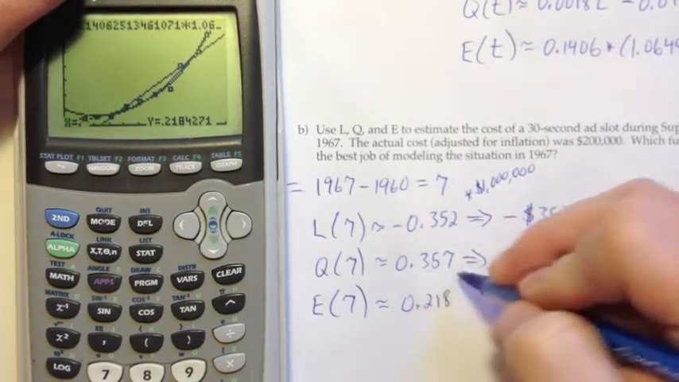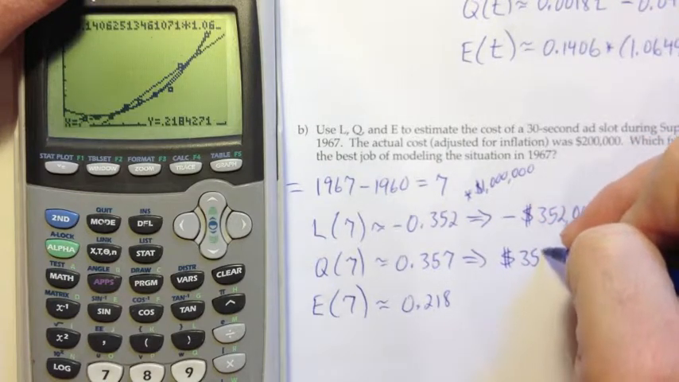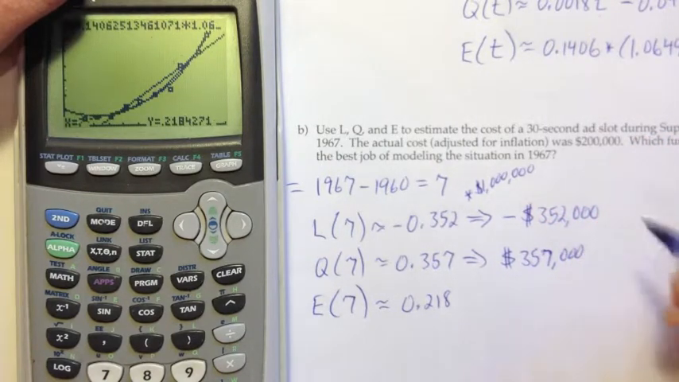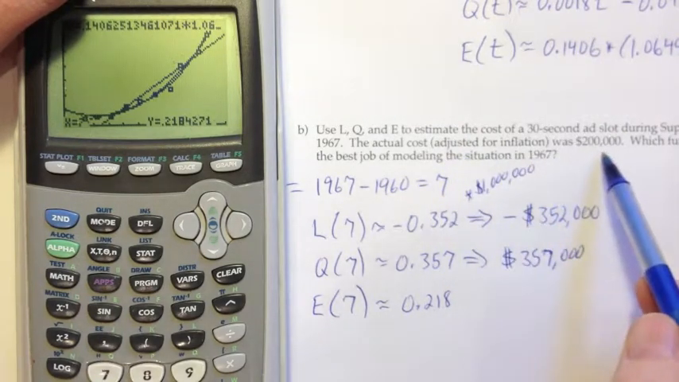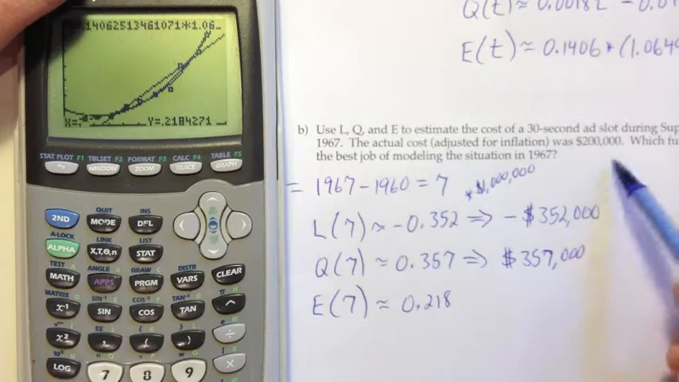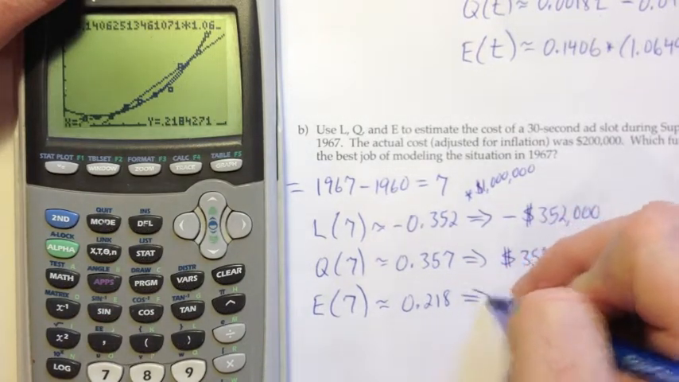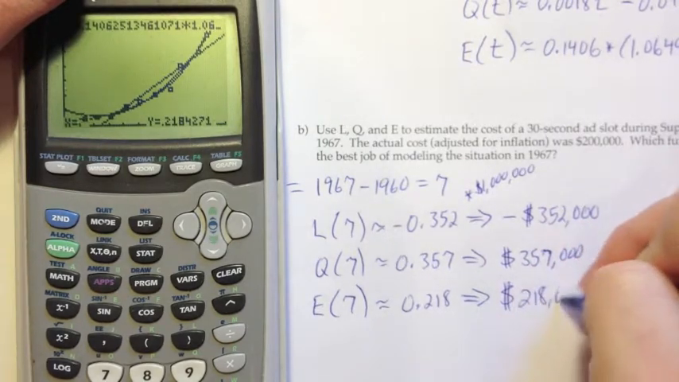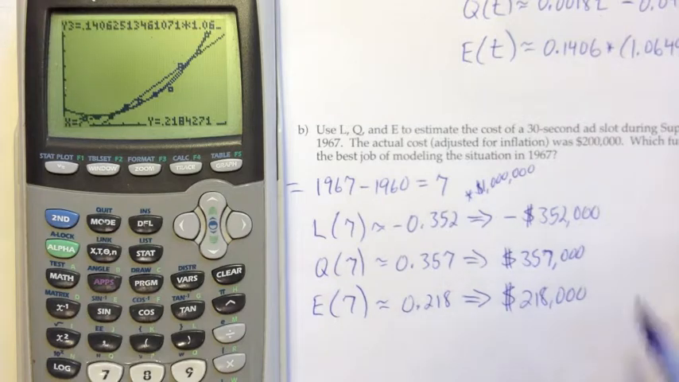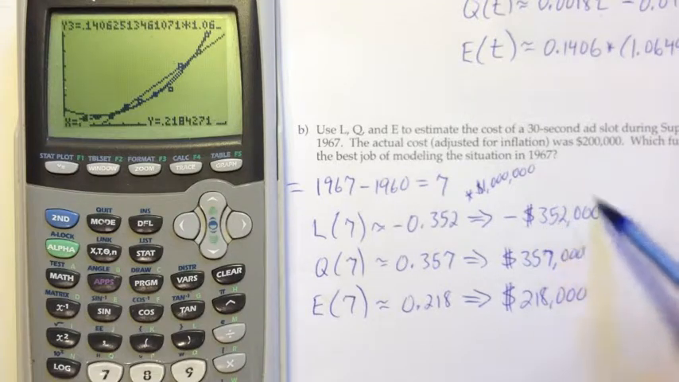And then we multiply this one by $1 million, we get $357,000, so that's at least reasonable because it's a positive amount of money. But they say up here that it actually was $200,000, so that's a pretty big difference. We're predicting almost twice as much as it really cost. But if you look at the exponential one, you get $218,000. And so that one has the least amount of error. It's not perfect, but it's within $18,000. This one was off by almost double, and this one didn't make any sense.